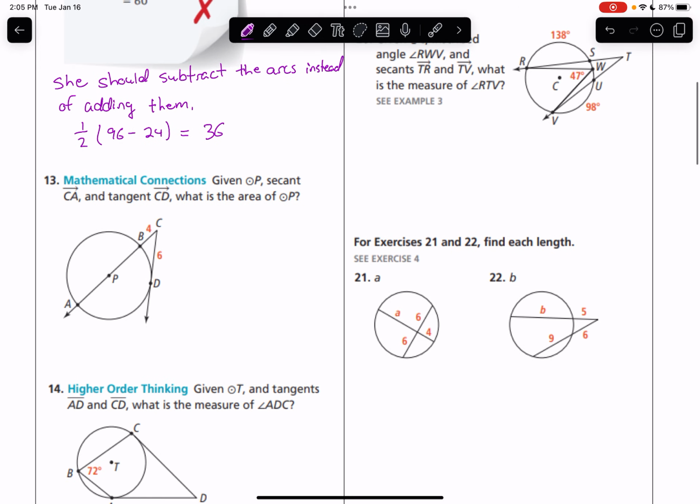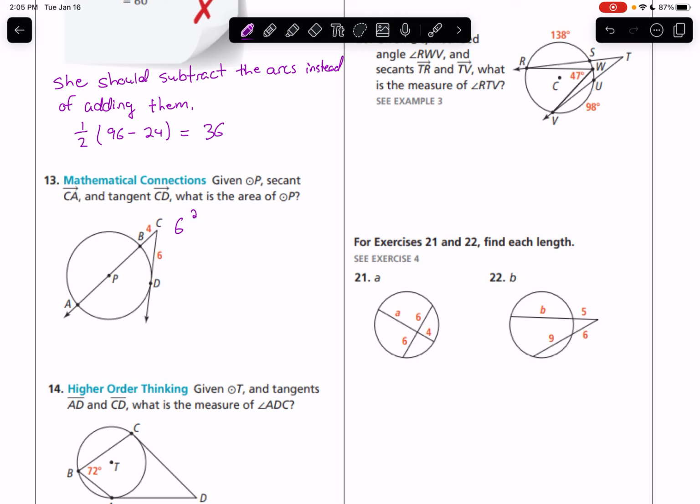Number 13, given circle P, secant CA, and tangent CD, what is the area of circle P? So we're going to need to find the radius of the circle. And in order to do that, we might be thinking about our theorem about the segments that touch the circle and go through the circle. That would be the theorem that tells us that this piece outside the circle times the entire secant is equal to the piece of the tangent multiplied by itself. One of the last theorems we did in the notes.